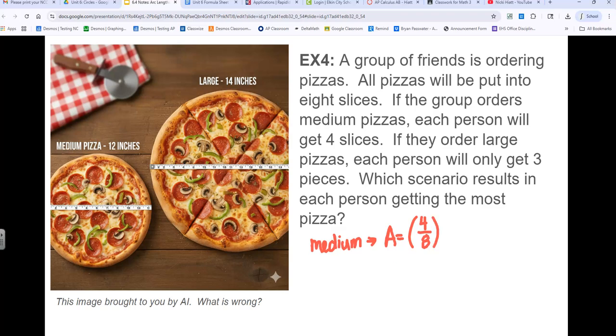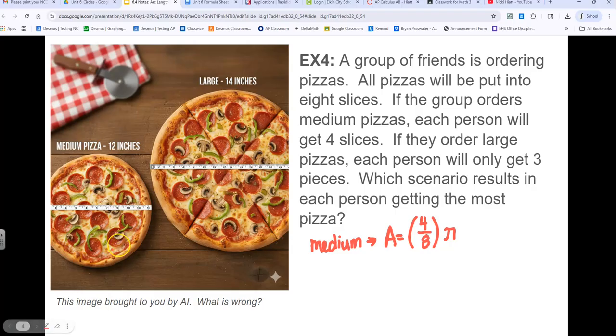So this time, rather than doing something out of 360, because we don't have the angle that we're given, we're doing 4 out of 8, 4 slices that we have out of 8 total for one pizza. And we would need to multiply this by pi times the radius squared.